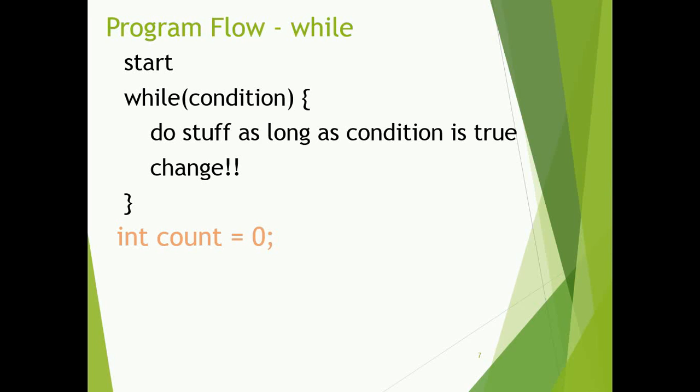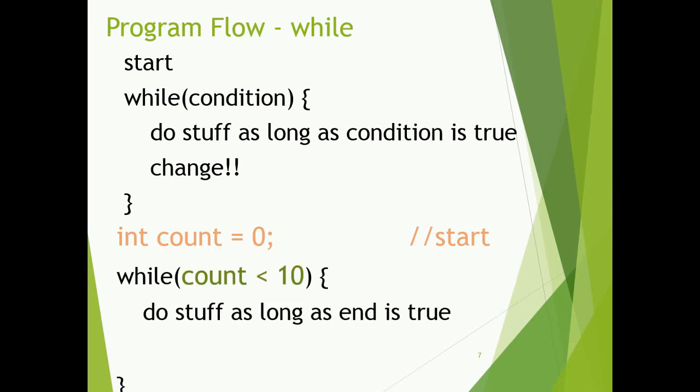We're going to start with a counter variable set to 0. We're going to loop as long as our counter variable is less than 10, but inside of the loop we're going to have to change the condition. If we don't change the condition, just like with a for loop, if the condition always remains true, we will get stuck inside of this loop. So let's see what this looks like in Java code.